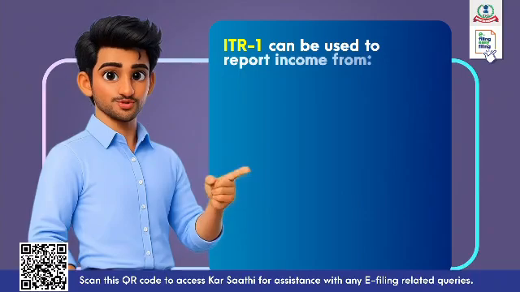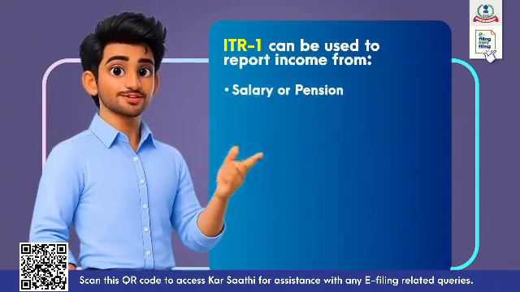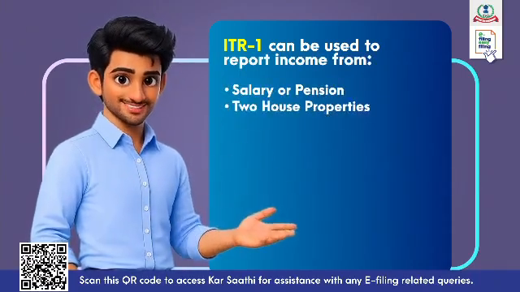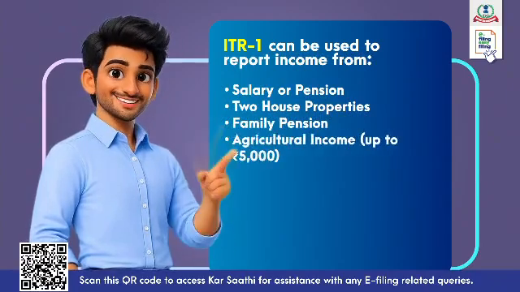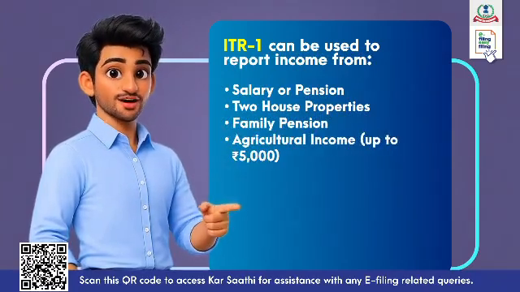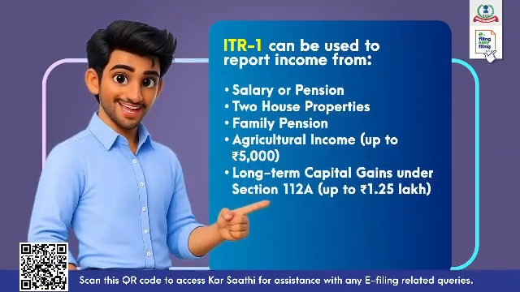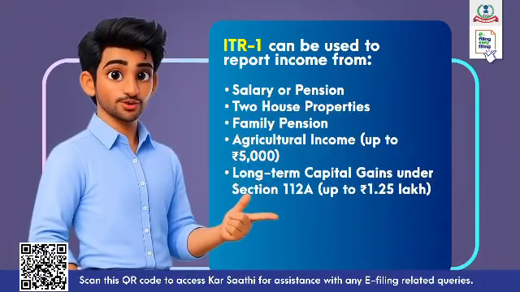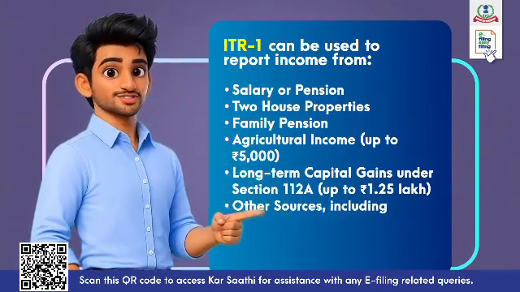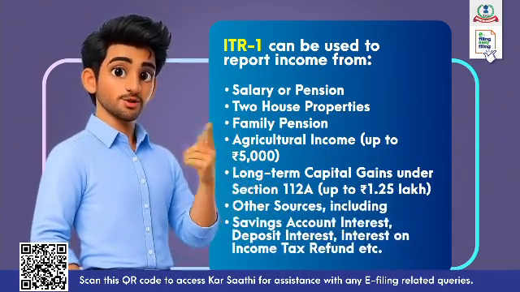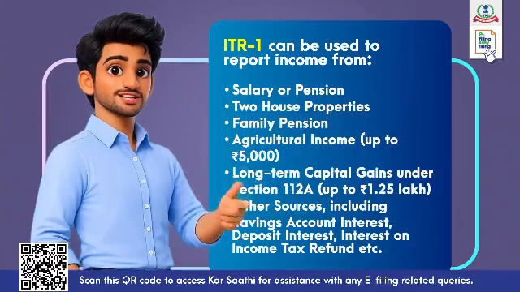ITR-1 can be used to report income from salary or pension, two house properties, family pension, agricultural income up to 5,000 rupees, long-term capital gains under Section 112A up to 1.25 lakh rupees, and other sources, including savings account interest, deposit interest, interest on income tax refund, etc.